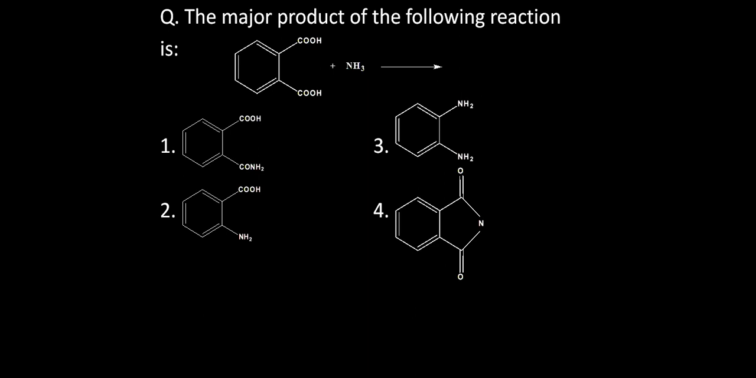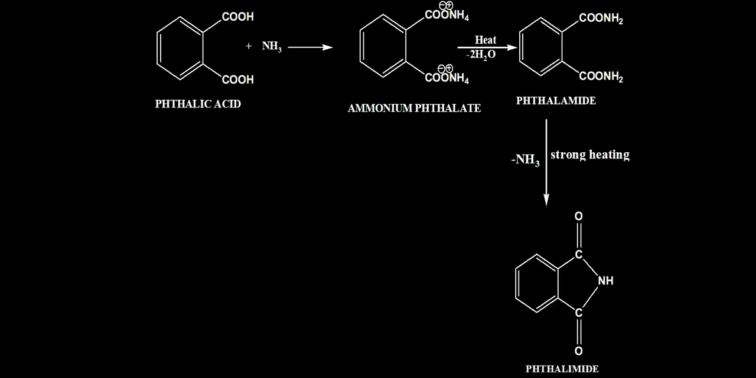So what we need to understand is it's a reaction of carboxylic acid with ammonia. Ammonia being a base and carboxylic acid being acidic, so it's basically an acid-base reaction. So let us try to see the reaction. The compound given to us is phthalic acid, which reacts with ammonia. As I have told you, phthalic acid, an acid, and ammonia, a base, will give you ammonium phthalate. That's the salt which forms.